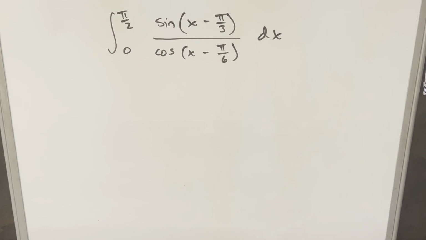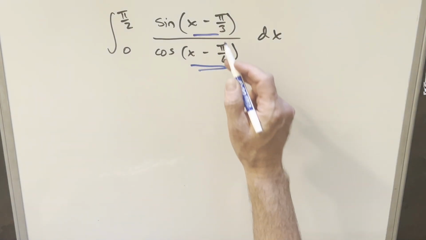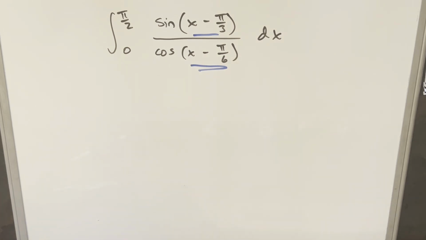Today we've got another good integral. We've got the integral from 0 to pi over 2 of sine(x minus pi over 3) over cosine(x minus pi over 6) dx. Okay, the whole problem we have on this one is that, first of all, we don't have just x as the angle, but the other thing is these angles are different. Here we've got the pi over 3, here we have the pi over 6.